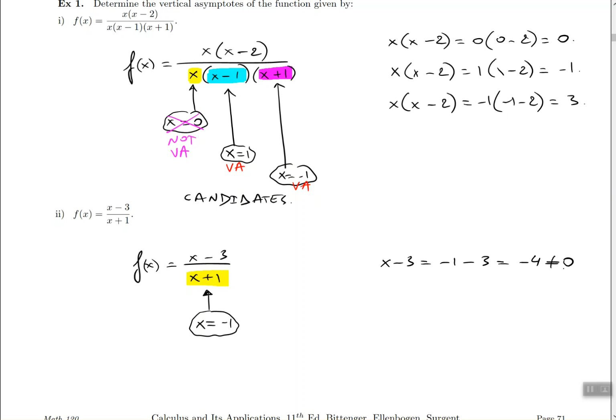This is not 0. So we say that x equal to negative 1 has a VA, or itself it is a VA. So this is a place where the graph cannot cross negative 1. The function is either blowing up or down, and on the other side maybe blowing up or maybe down. We don't know. We'll have to investigate a little bit more. But that's how you find the VAs. Hopefully that made sense.